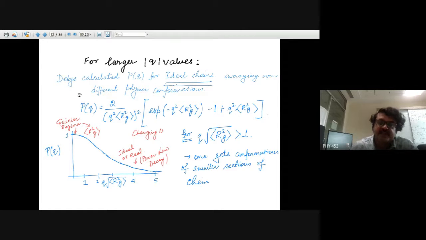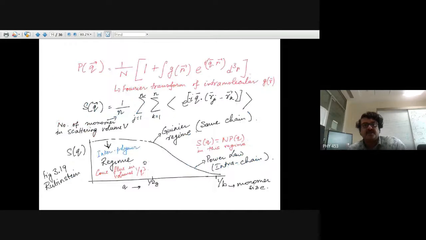On the other hand, if there are deviations from this, and you know how P(Q) varies with Q, then you might actually get whether it's a real chain or not, or if there are other deviations away from the ideal chain or from the real chain, and so on. You can also get the fractal dimension of the object by looking at the power law, how it decays.